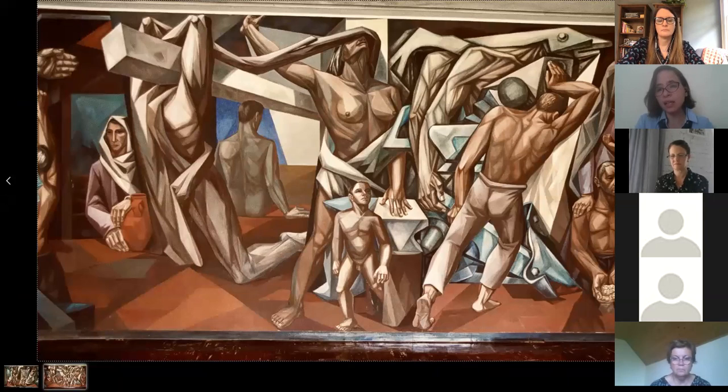Now at the end here, so this will be the end of the mural, you see a woman holding a baby and a man holding seeds. And these are two symbols of new life, new beginning after the destruction of war. So very tangible symbols of the new beginnings that were envisioned in the establishment of the United Nations.